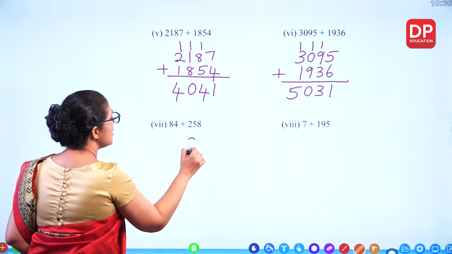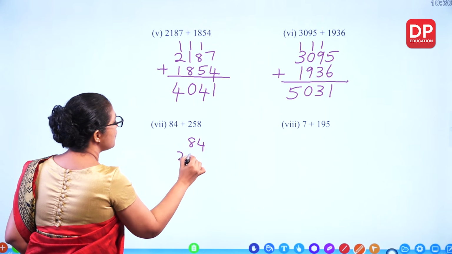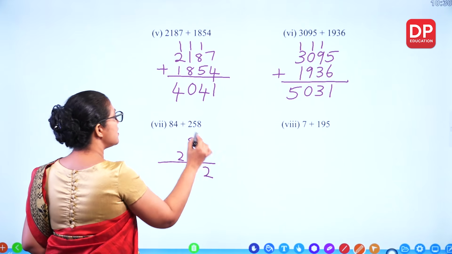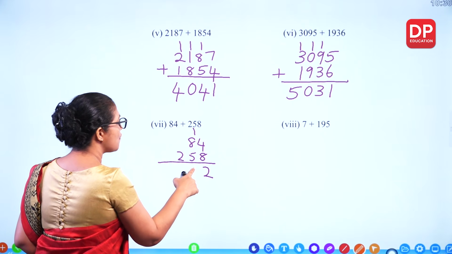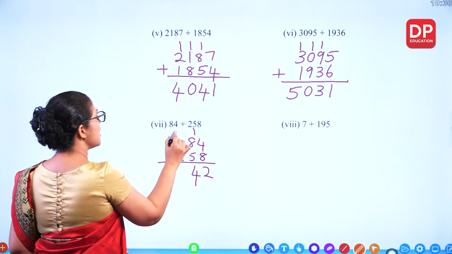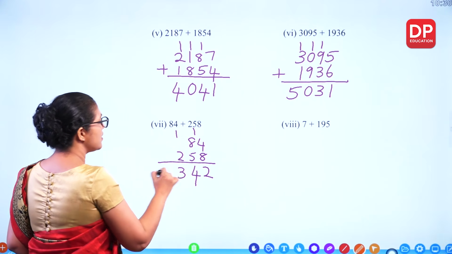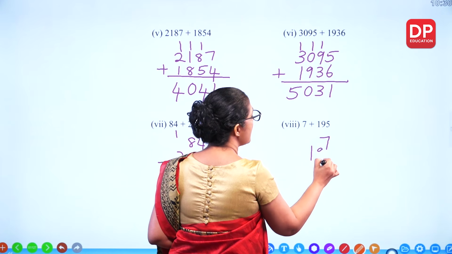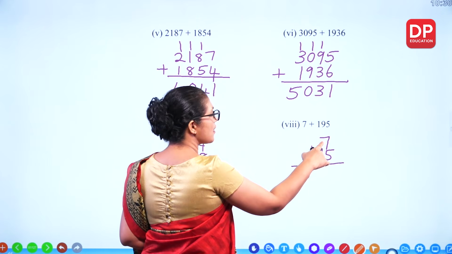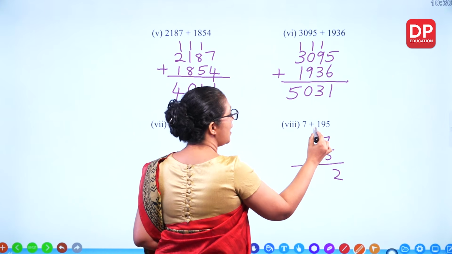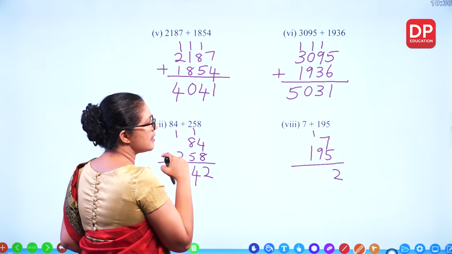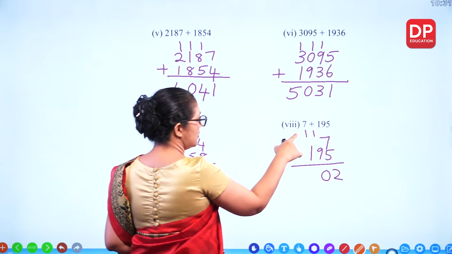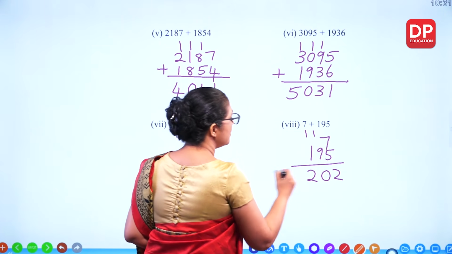Add these two. 84,258. 8 plus 4, 12. Take 1 there. 9. 9 plus 5, 14. Take 1 here. 2 plus 1, 3. 7 plus 195. 7 plus 5, 12. And 1, you have to take it there. 9 plus 1, 10. And 1, take it here. So 1 plus 1, 2.